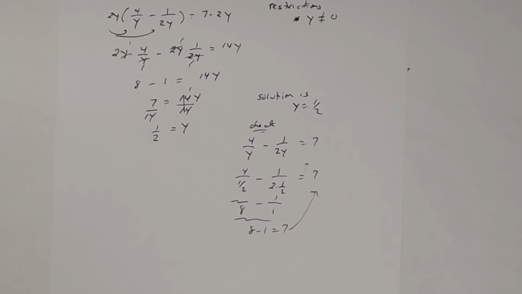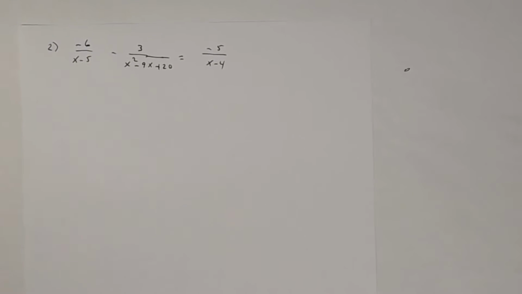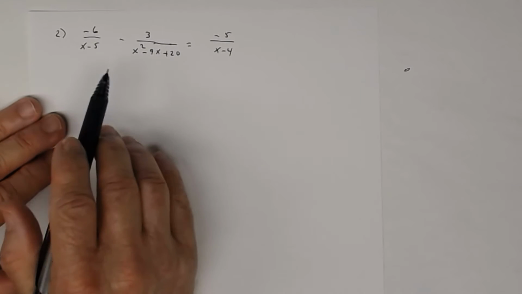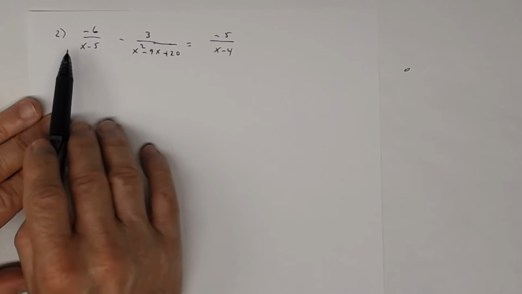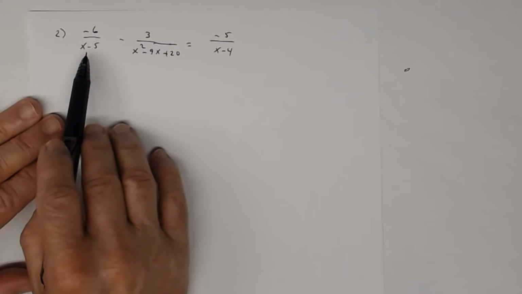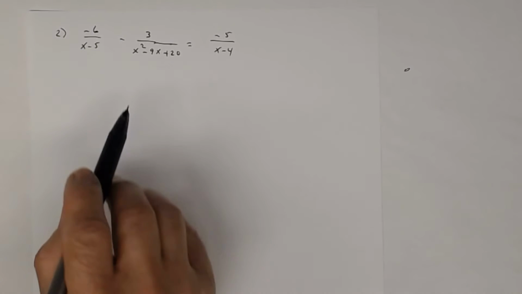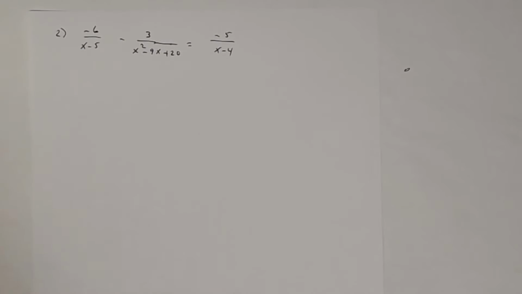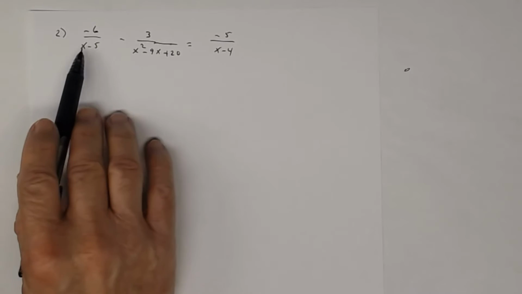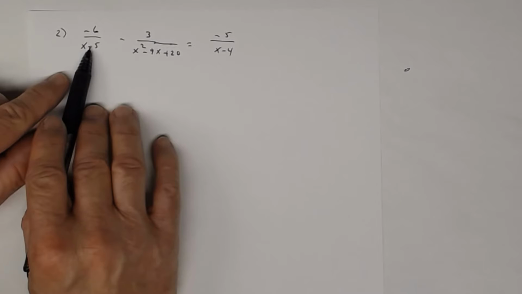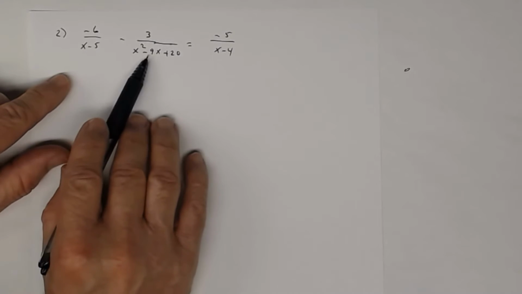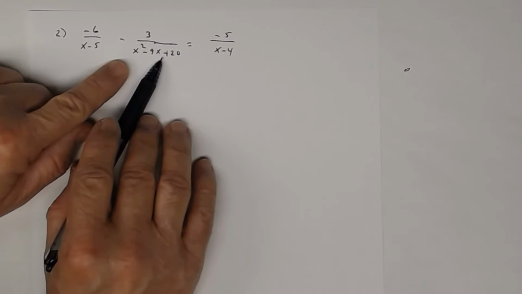In number 2, I have this rational equation. So here's number 2. I have this rational equation. And notice, though, that in this particular case, I don't have monomial factors like I did in number 1. So my denominators were monomial factors. Here, that's not the case. All right, so we are going to have to actually factor the denominators. Now, in the first denominator, x minus 5, I cannot factor. All right. Over here, though, see this x squared minus 9x plus 20?